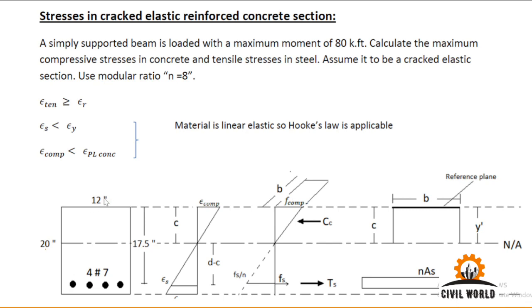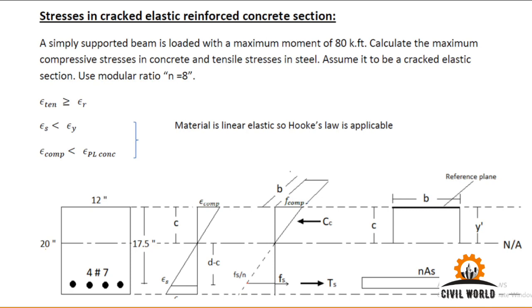Section is 12 inches wide, 20 inches total depth, and effective depth of 17.5 inches. It is reinforced by four number 7 bars. This is the strain profile of our beam. And coming to a stress profile, we have compressive stresses in concrete, and then if we continue this stress profile, which is actually not occurring because concrete has already cracked, so we have shown it by a dotted line.